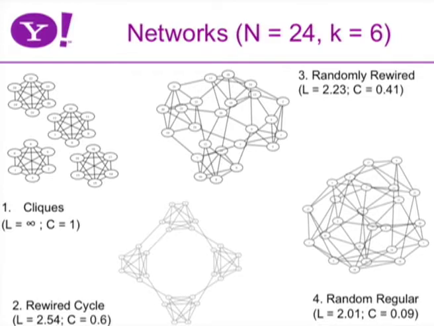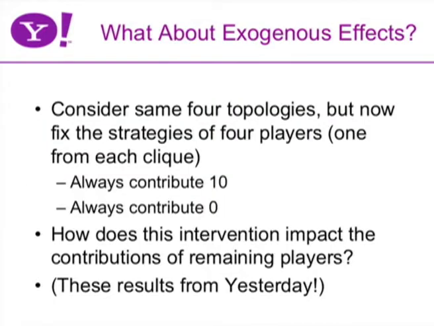And we now run 2 different versions of the experiment. One where the dummies play 10 the whole time. They contribute everything, the whole time. So they're very, very generous. And the other one in which they're very, very miserly. They contribute nothing the whole time. And we want to see how this intervention impacts the contribution of the remaining players.